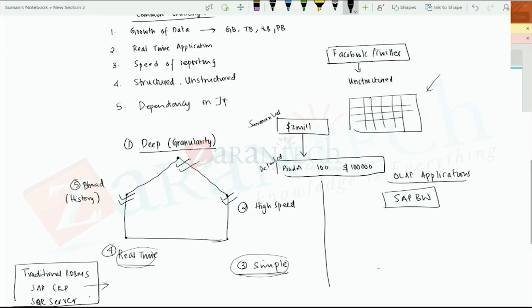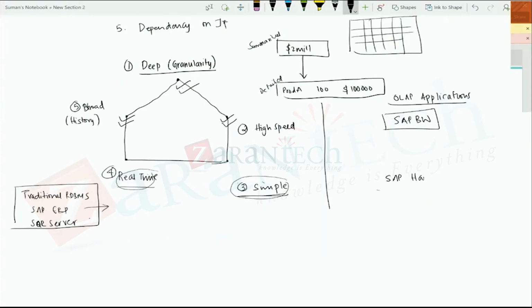So when SAP started coming up with this product called SAP HANA, the focus was mainly on solving all 5 requirements of an organization. So SAP HANA, as we mentioned, can store deep granularity of information.